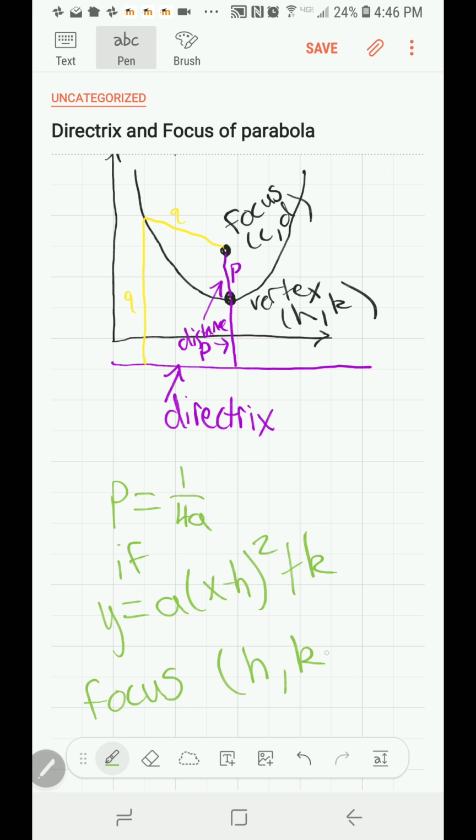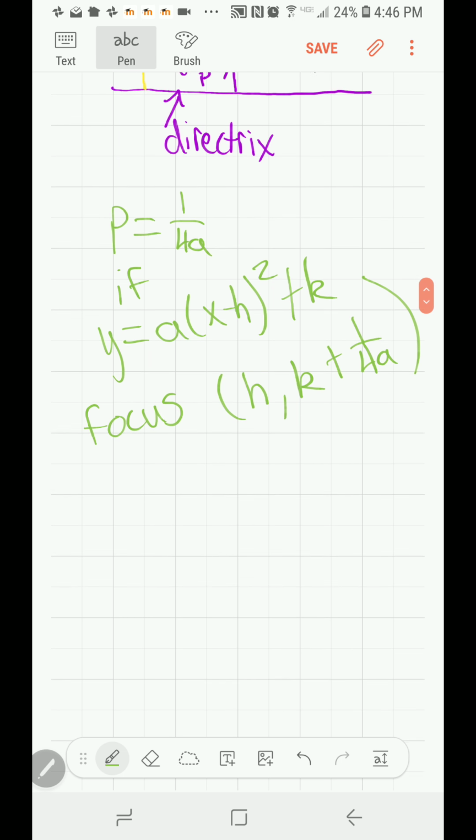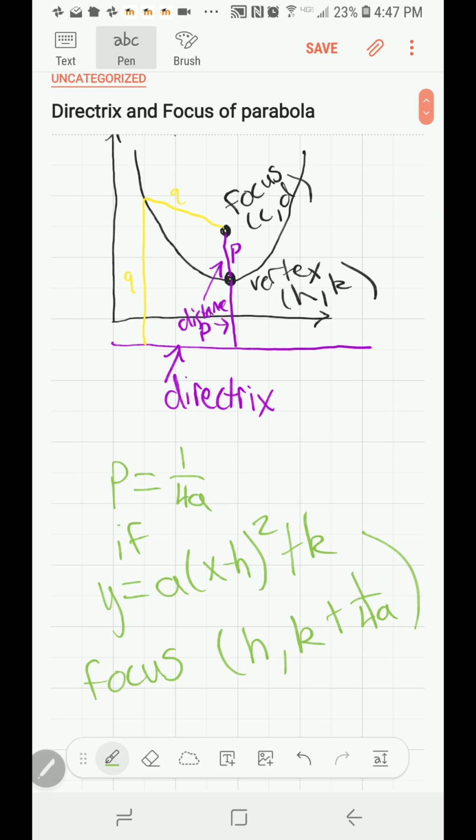and then whatever k is, and you're going to add or subtract from k depending on what your p-value is. So if your parabola points down, your p-value will be negative, but if your parabola points up, your p-value will be positive. Either way, we just do adding 1 over 4a, and the value of a will take care of the positive or negative part for us. So now you can see how to find the focus.